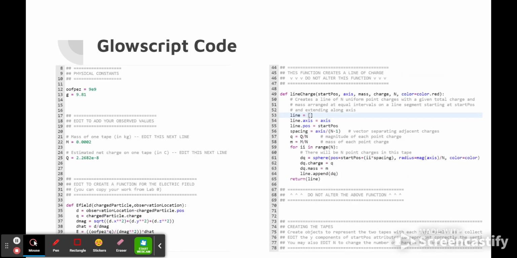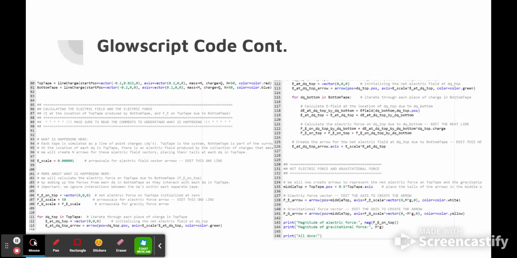Here's my GlowScript code. As a brief run through, we have the physical constants, the mass of the tape, and the calculated excess charge on the tape due to the line of charge, as I talked about earlier. These two functions calculate and loop for the electric field from the bottom tape continually along the line of charge. Later in the script is where we add them all up and calculate them as vectors, as seen in the original figure.